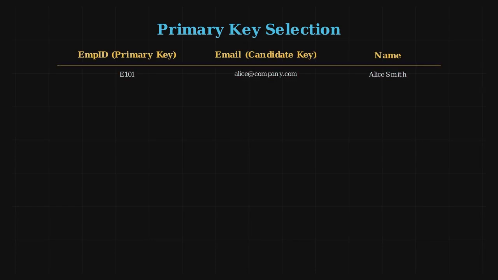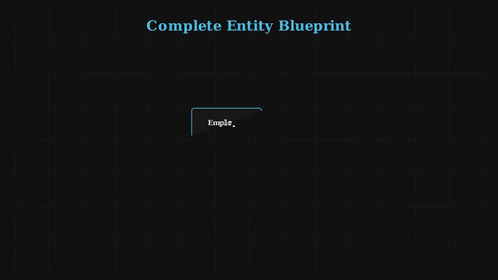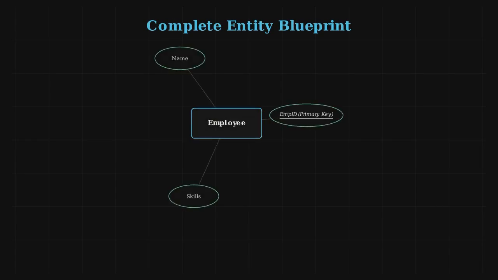This key must uniquely identify every record, must never be null, and should remain stable over time to ensure database integrity. By mastering entities, attributes, and keys, you can model real-world data cleanly. These concepts form the bedrock of database design, turning complex requirements into structured, reliable tables.